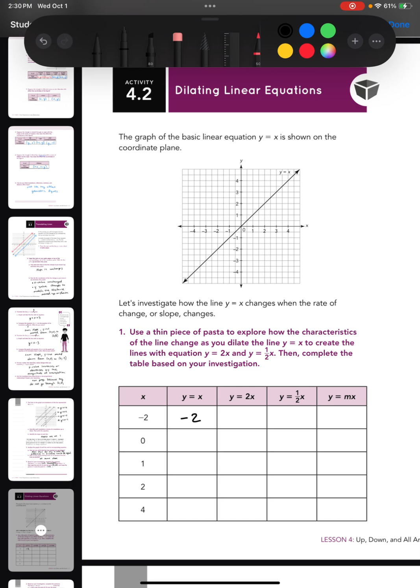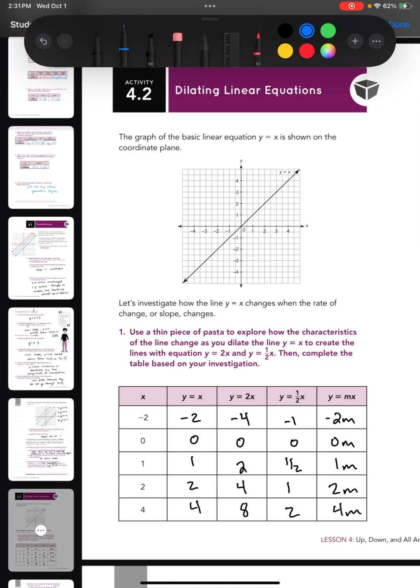So the first one is our parent function. The output values for the x's of -2, 0, 1, 2, and 4 would be -2, 0, 1, 2, and 4. And then if we're multiplying those x values by 2, dilation factor of 2, we'd have -4, 0, 2, 4, and 8. By 1/2, we'd have -1, 0, 1/2, 1, and 2. And then by m, it would just be -2 times m, 0 times m, 1 times m, 2 times m, and 4 times m.